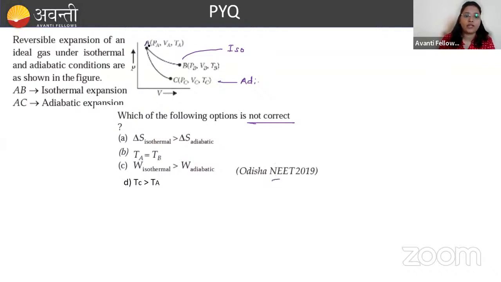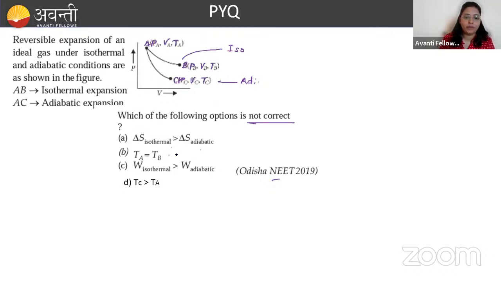So here, for A process, B process and C process, pressure, volume and temperature are given. You can observe this. Here we have been asked which statement is not correct. So delta S of isothermal is greater than delta S of adiabatic.